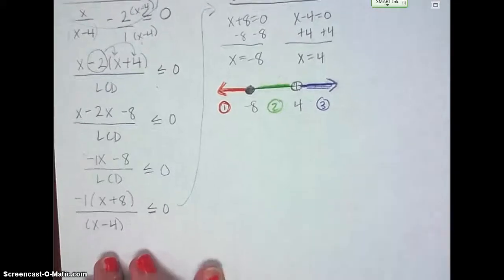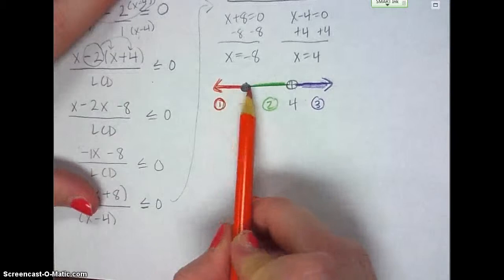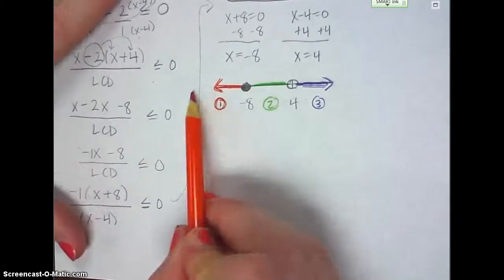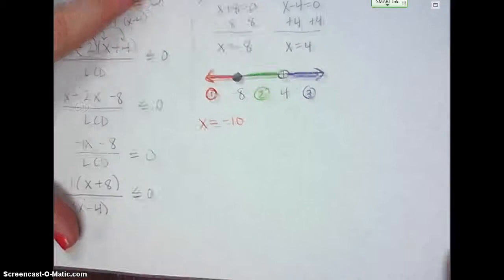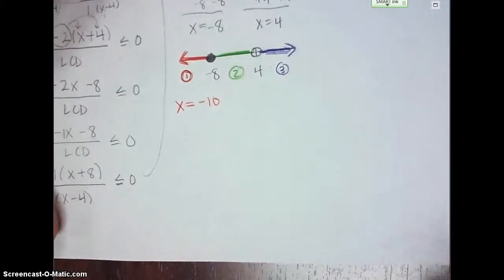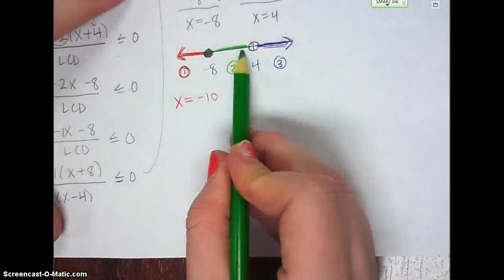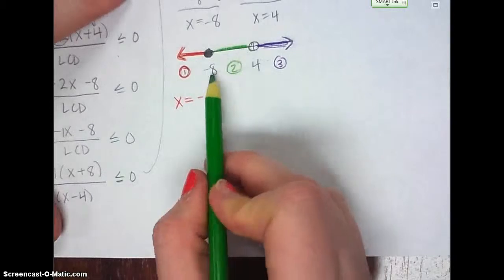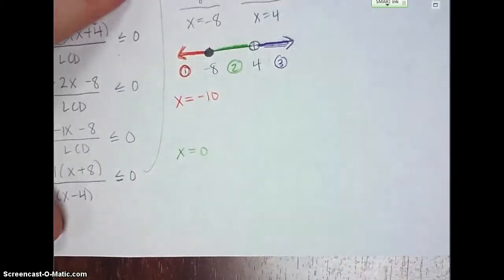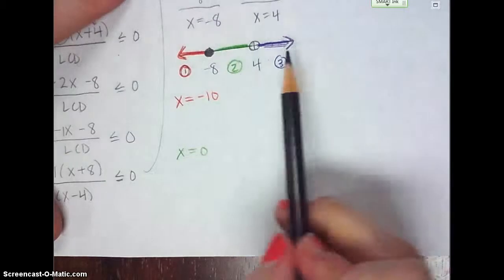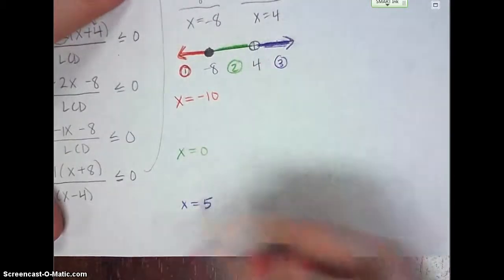Okay, so now we have to test the intervals. I need to pick a number in the orange interval. So here's -8. I need to pick something less than -8. So I'm going to say x equals -10 because that's less than -8. Then I'm going to pick something in the green interval, something in between -8 and 4. Let's go with something easy like 0. x equals 0. And then I need to pick something after +4. So I'll pick +5.